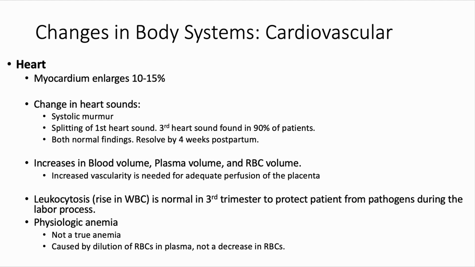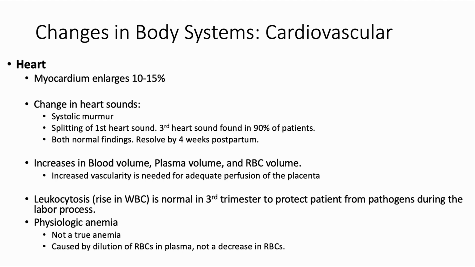There's going to be an increase in blood volume, increase in plasma volume, and red blood cells. All of this because we need more blood to be able to go to the placenta. We have a whole separate organ now that we've never had to give blood to, and now the baby requires so much of it, right? So everything is going to ramp up.